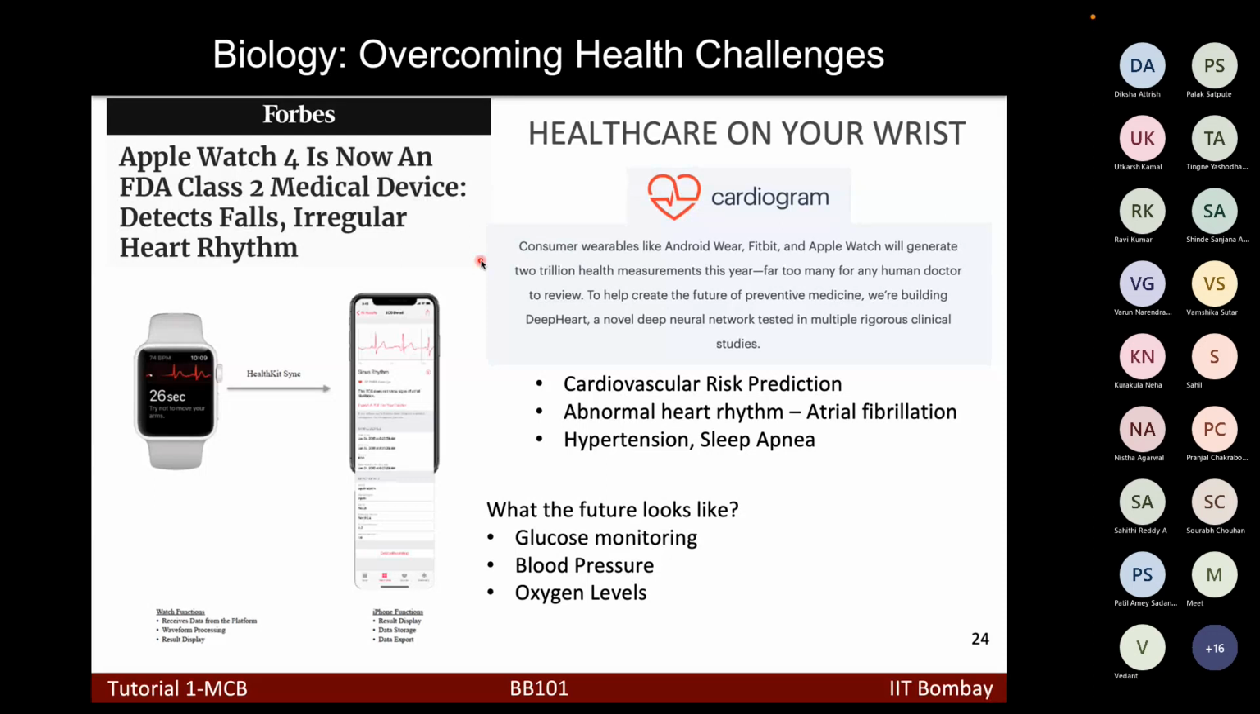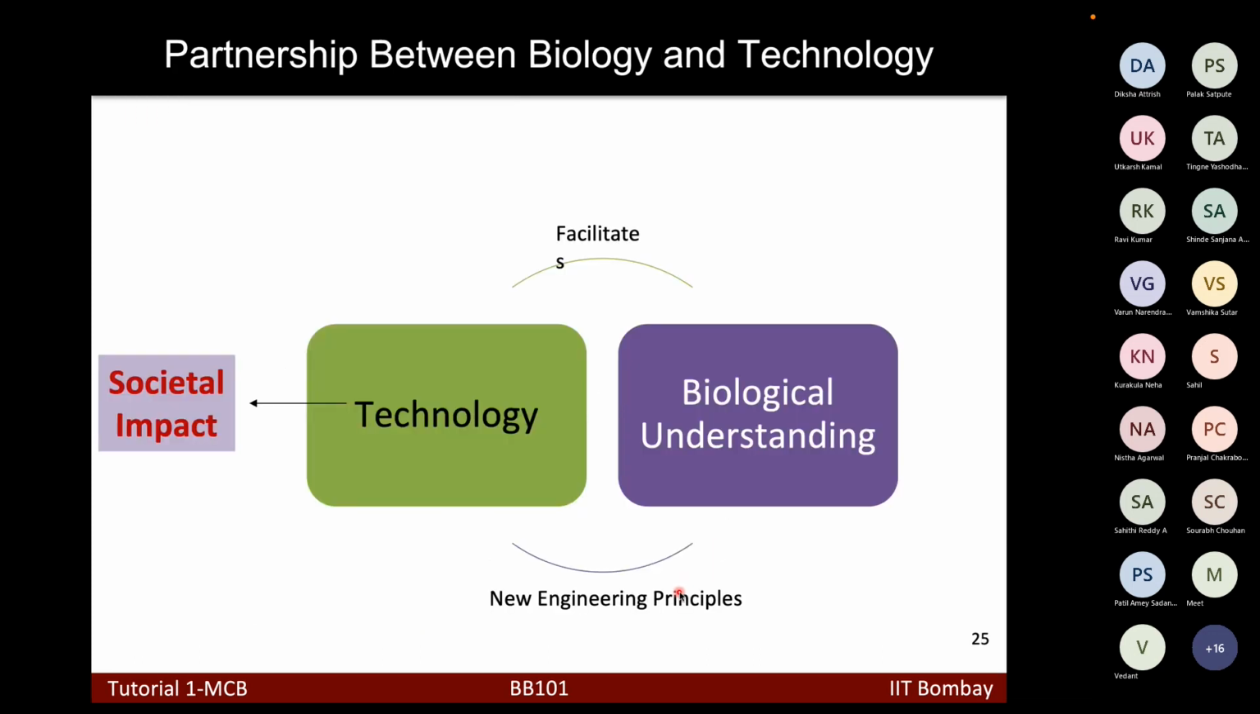Also, certain devices have come up which help us to measure different body parameters such as our heart rate. For example, the Apple Watch measures the heart rate, pulse, and so on. There's also something called Cardiogram, a company which has developed technology to measure the heart rate using different electronic devices such as Android Wear, Fitbit, or Apple Watch. And in the future, we may be able to use these smartwatches to measure glucose, blood pressure, and oxygen levels also.